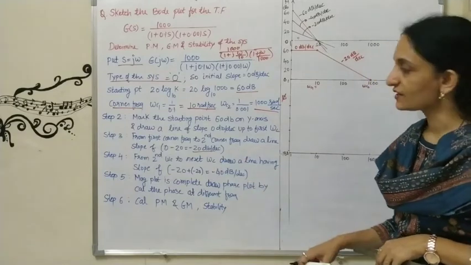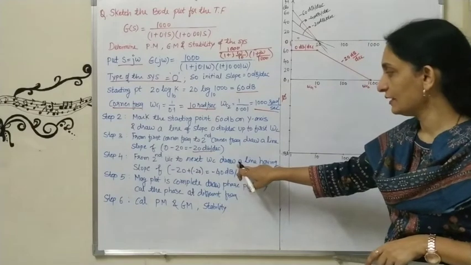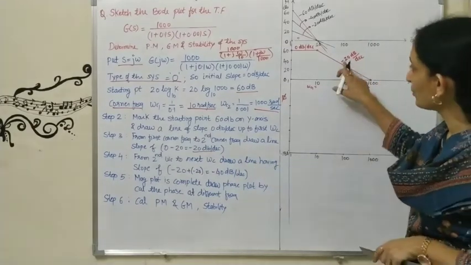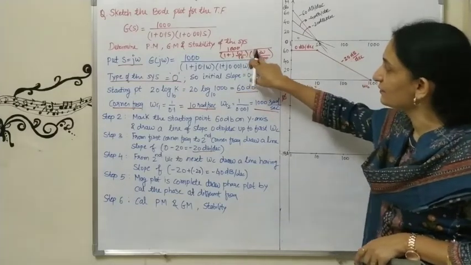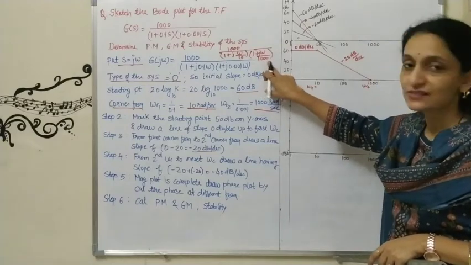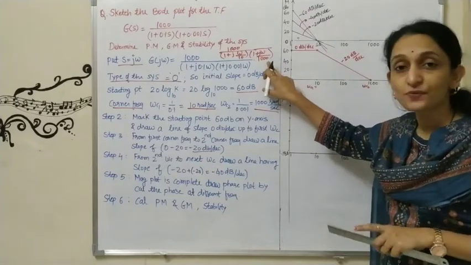See, next we have completed this step. Now we will start with step number 4. From the second corner frequency to the next corner frequency, draw a line having a line slope of, look at this, now your previous line slope, that is the resultant, is minus 20. Now what factor is left? 1 upon 1 plus j omega by 1000. This second real pole is left. So this is a pole, so it will contribute a line slope of minus 20 dB per decade.